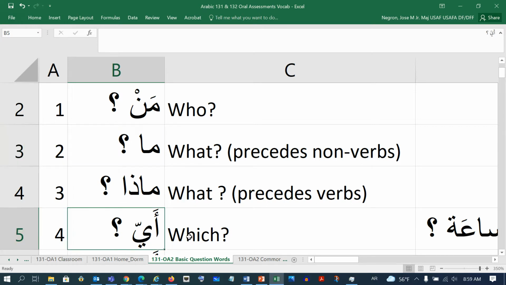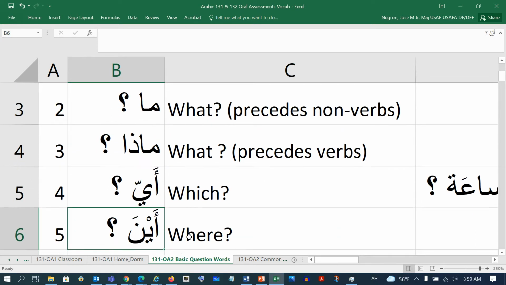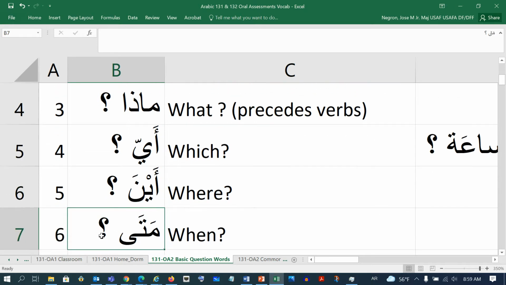So our next word is ay. Ay is your interrogative particle, or your question word, for which. That means which. Your next one is ayna. Ayna means where. Mata means when, and it ends in an alif maksura, which has an alif sound, an a sound. So mata means when.